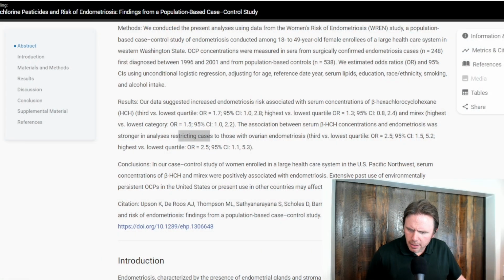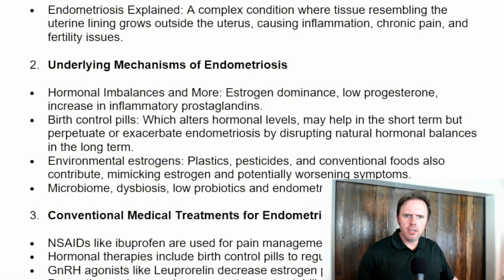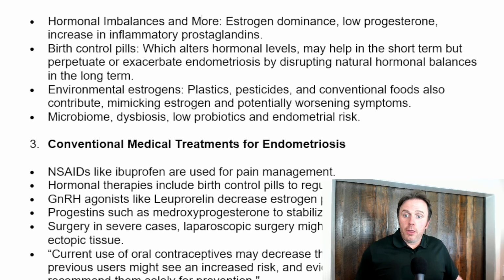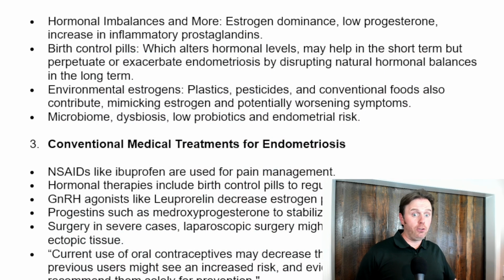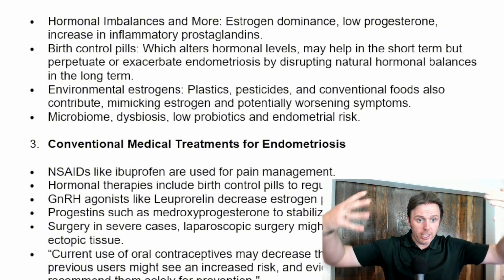So let me go back here to my Word document to make sense of that for you guys. All right, so we talked about the pesticides, and about mimicking the estrogens. All good stuff out of the gates. The microbiome, the dysbiosis, the low levels of probiotics. Birth control pills, they do work in the short run. They could actually add estrogen into the equation, right?